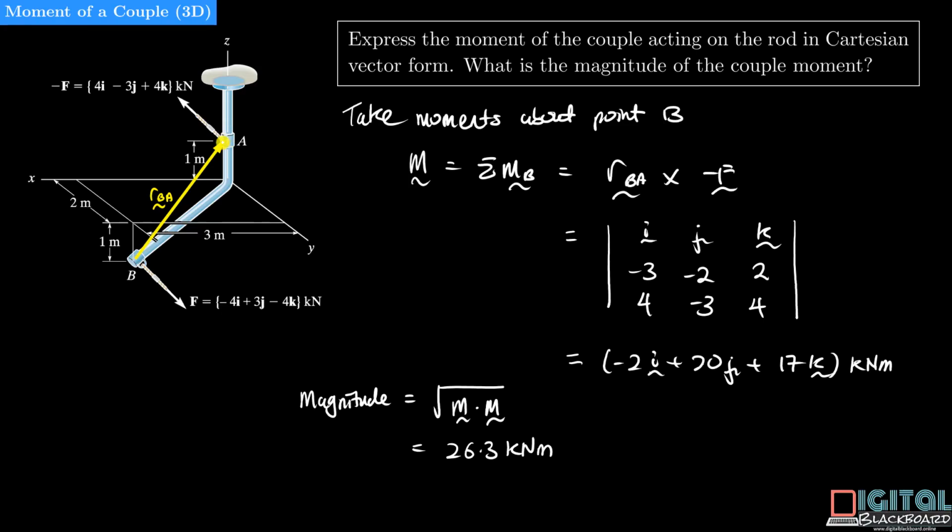For example, in this case, either point A or point B, so that we can eliminate one of the forces when taking moments about the point.